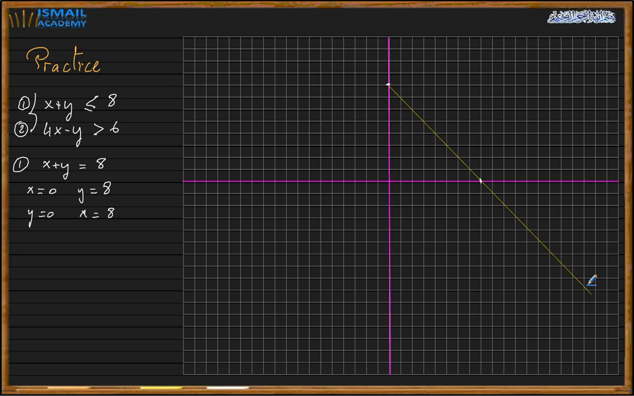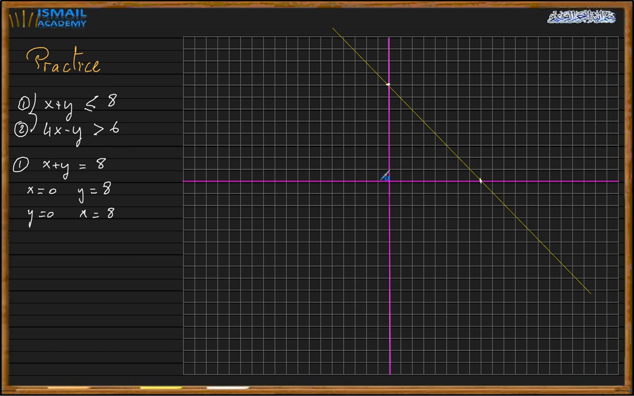So this is a full line. So let me extend the line. So this is a full line because we have less or equal. Now I will check which side I shade.